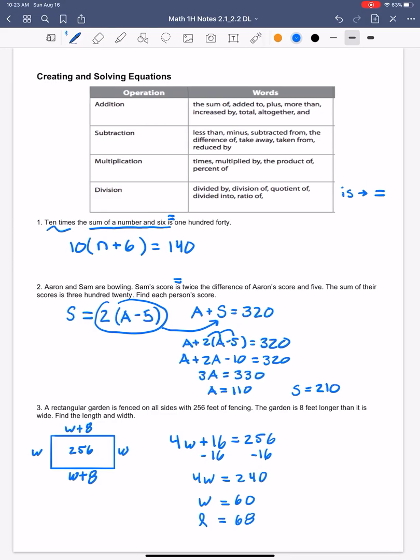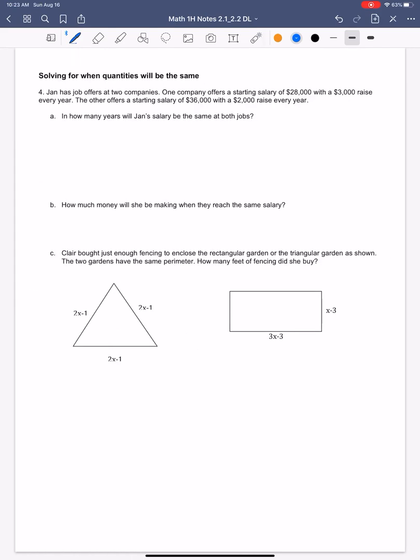All right, moving on to the next page. Okay, it says Jan has job offers at 2 companies. One company offers a starting salary of $28,000 with a $3,000 raise every year. The other offers a starting salary of $36,000 with a $2,000 raise every year. In how many years will Jan's salary be the same?